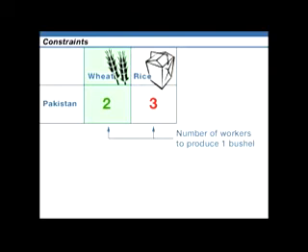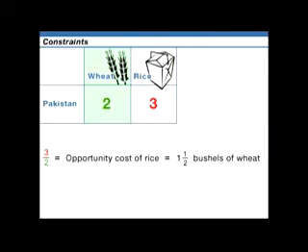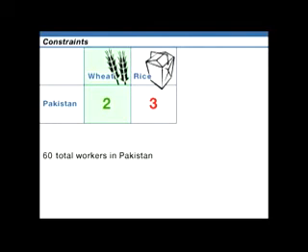Suppose also that the unit labor requirement for rice is 3 workers. It takes 3 workers to produce 1 bushel of rice. Now, if this is the case, the opportunity costs can be calculated from the unit labor requirements. That is, if you want to produce a bushel of rice, it's going to take you 3 workers. Those 3 workers divided by the 2 workers that are needed to produce a bushel of wheat let you know that any time you produce 1 bushel of rice, you are giving up 1.5 bushels of wheat. The opportunity cost in Pakistan to produce 1 bushel of rice is 1.5 bushels of wheat.